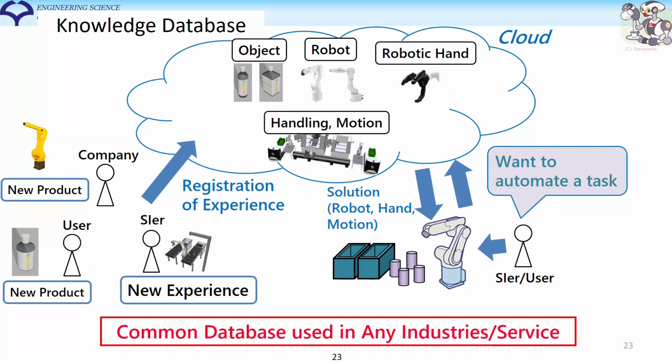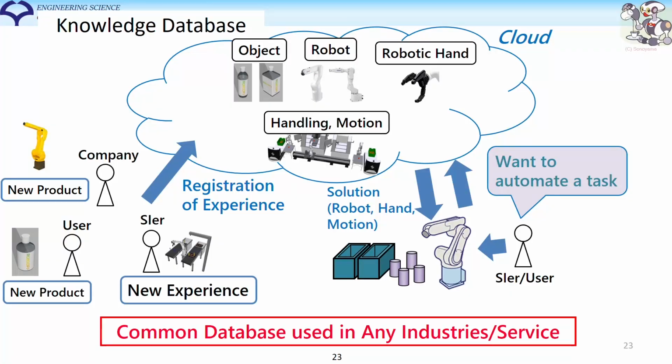So this is how to solve this problem. We are currently constructing a database of knowledge. The database is composed of the object type, the robot type, the robot hand, the handling motion, and much knowledge related to constructing the robot system. In this case, a user asks the database to construct a robot system to automate the task.